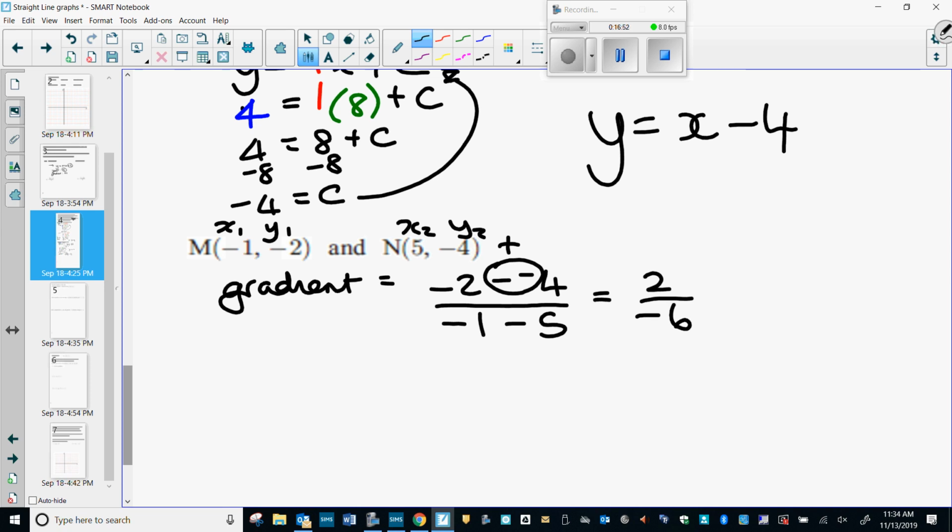I thought it was y squared. That's y2, take away y1. You could have done it the other way, remember the order doesn't matter. It doesn't matter at all, as long as you're consistent.